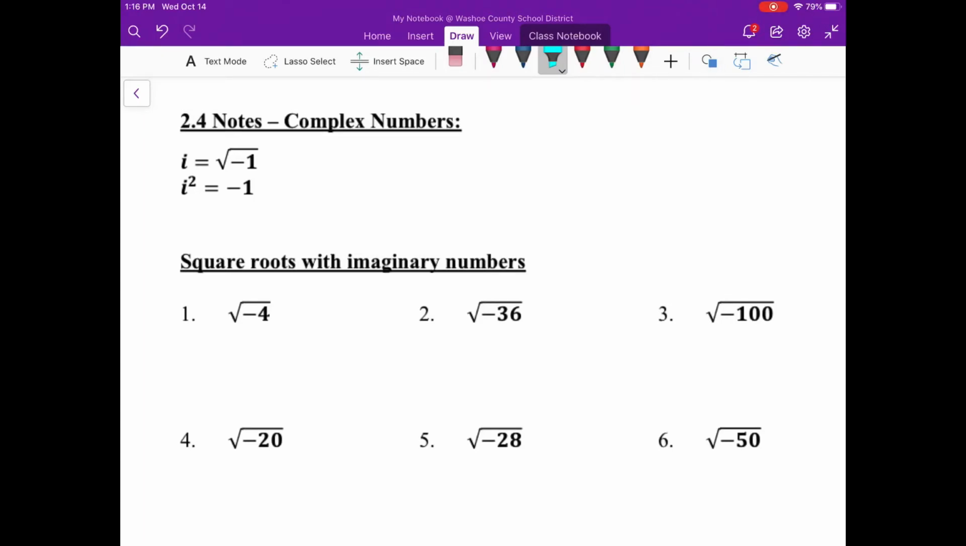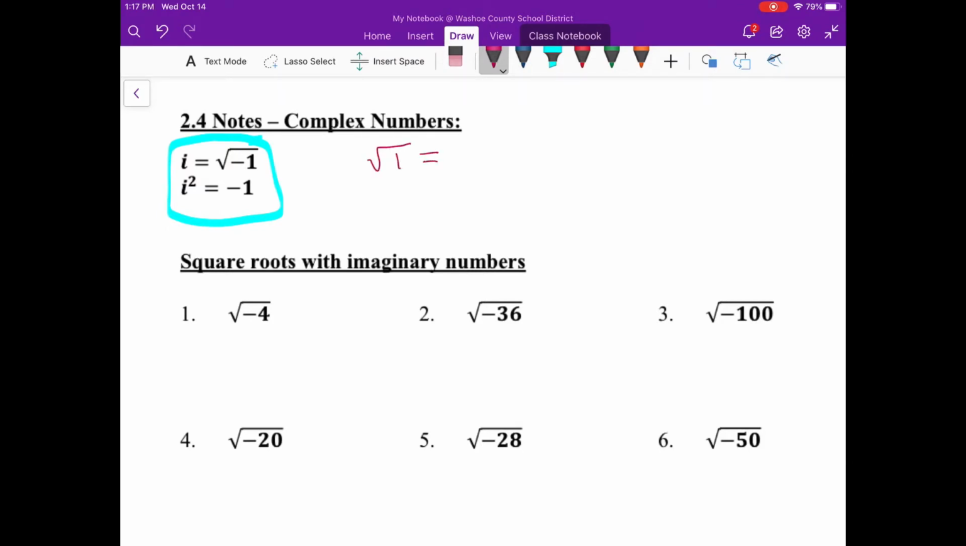All right, in this video, we're going to talk about complex numbers. So this is the second part of Unit 2. These are properties that we need you to memorize. And the first one is the letter i. So up until this point, you have not been able to take the square root of a negative number. But now you're going to be able to do that.